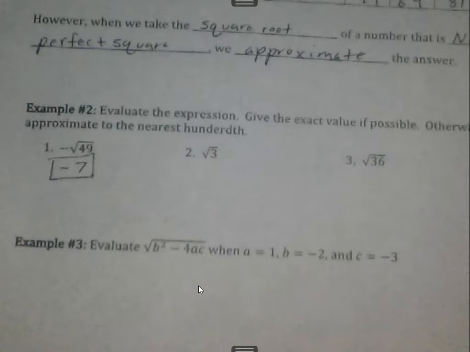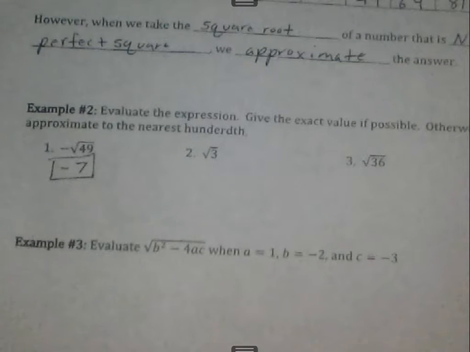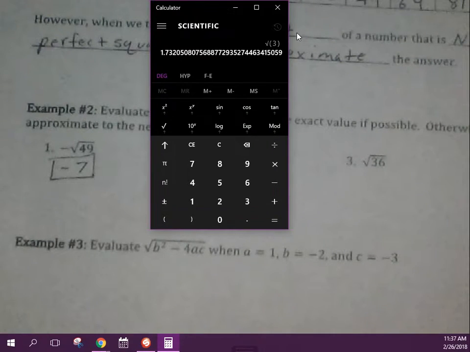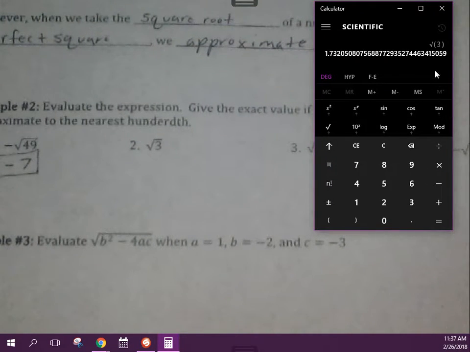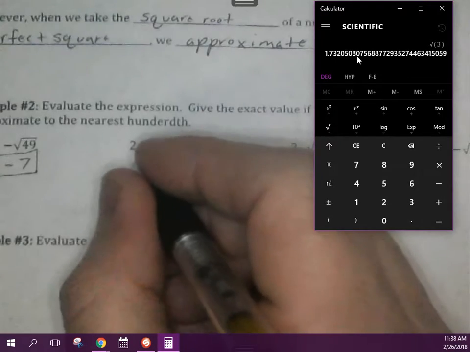So this is where you're going to have to use your calculator. If I do the square root of 3 on the calculator, I get 1.7320. We have to remember that we want to round to the nearest hundredth. So this one is our tenth, this is our hundredth, so we're going to do 1.73.